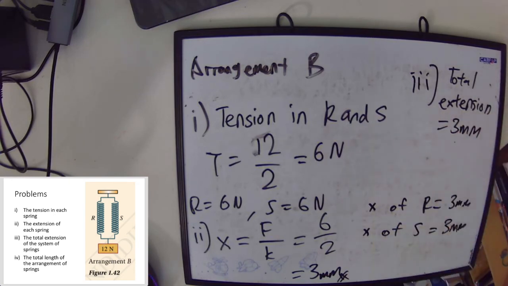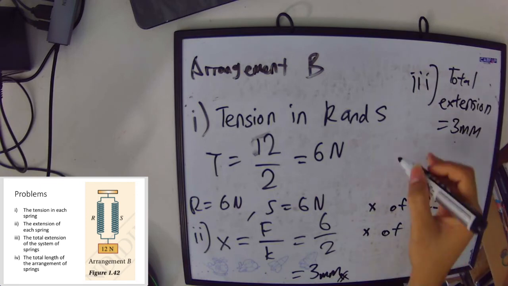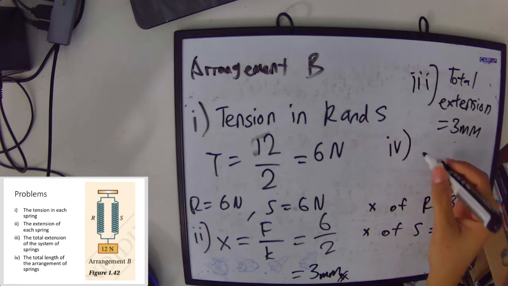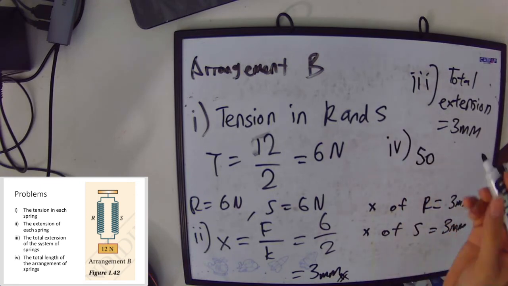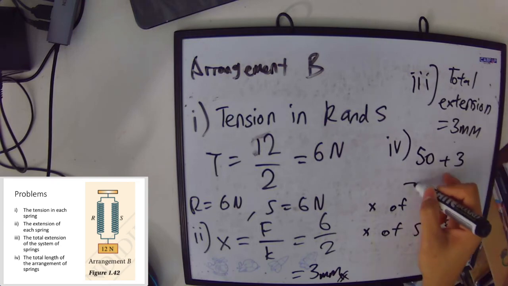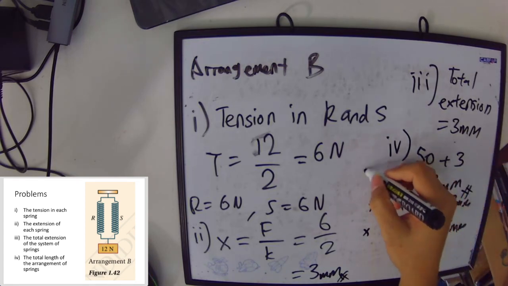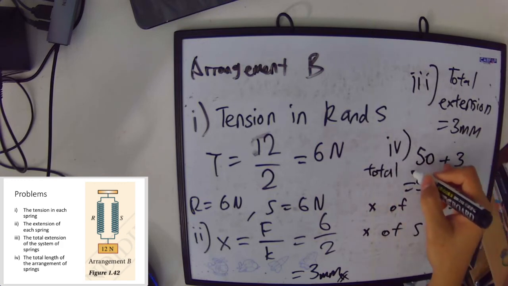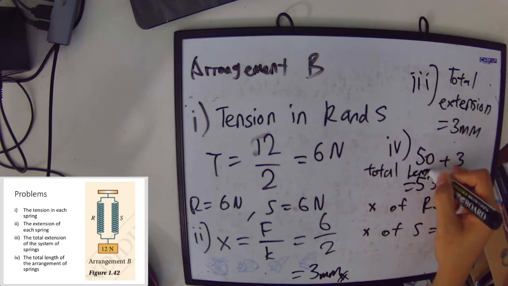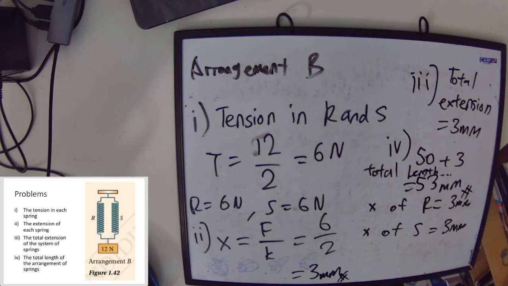Because it's side by side. Now the total length, we have the original length, which is 50, plus the extension, which is 3. And so we get 53 millimeters. So that is your total length. All right, so far so good, clear.